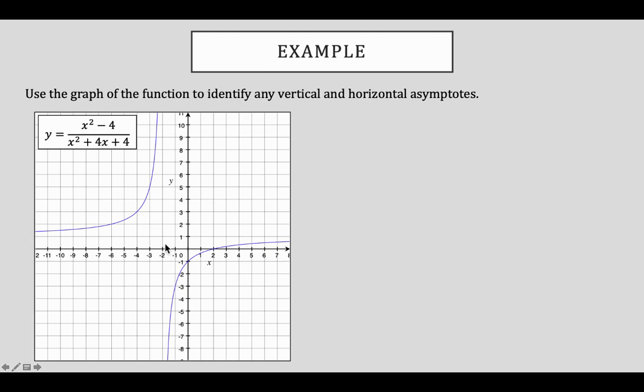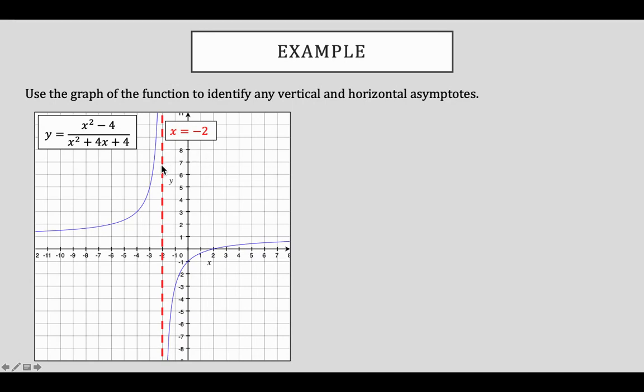Notice here at x equals negative 2. As my x values approach negative 2 from the left, my y values go up to positive infinity. As my x values approach negative 2 from the right, my y values approach negative infinity. The graph keeps going down and down. We say here that the function increases and decreases without bound as x approaches negative 2, and therefore we have a vertical asymptote at x equals negative 2.